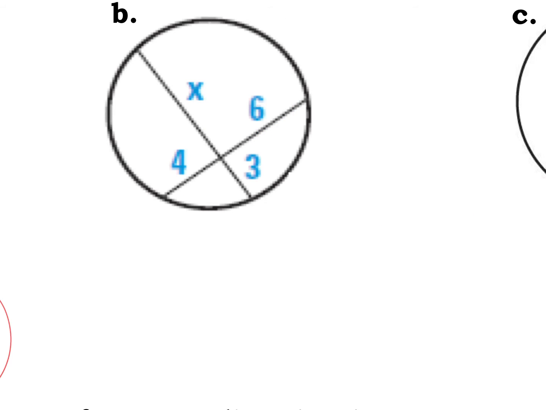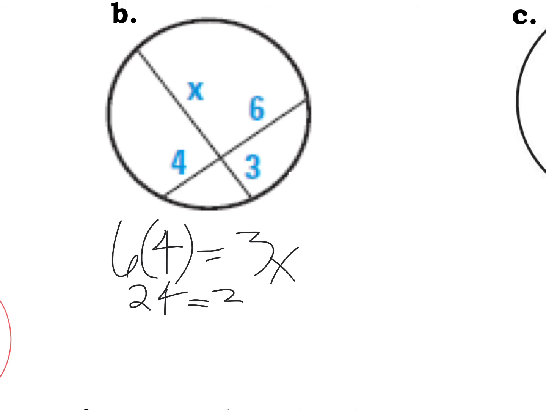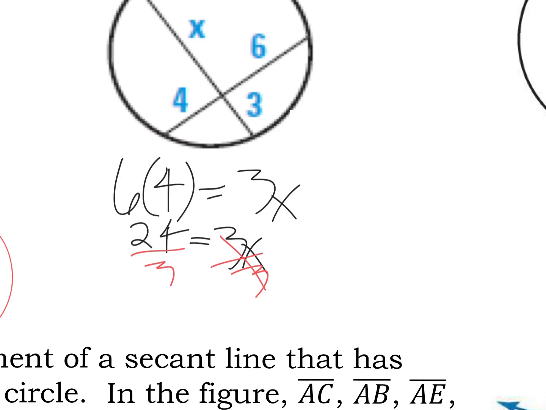For example B here, I have 6 and 4, so I'm going to say 6 times 4 equals 3 times x, so 3x. 6 times 4 is 24. 24 equals 3x, so I know 24 divided by 3 is going to be 8, so I get x equals 8.